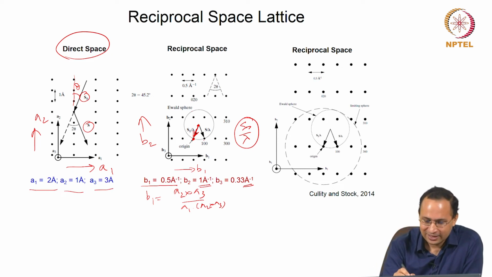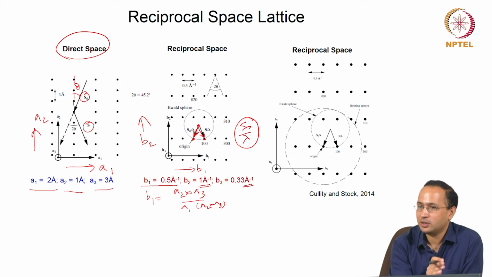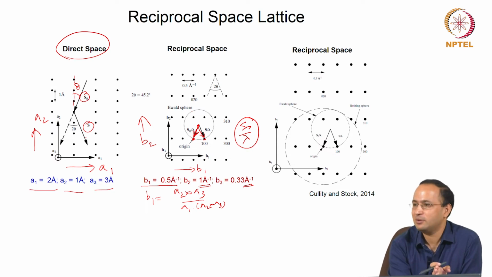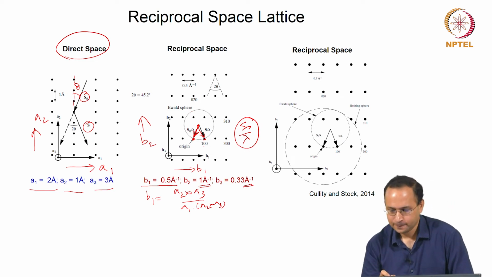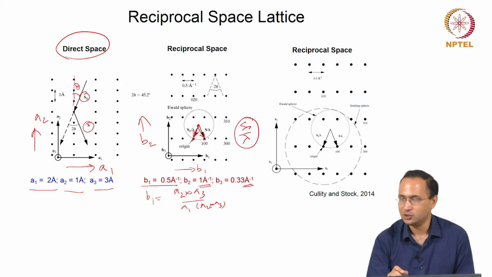And also you see that 1 0 0 is here, this is your diffracted beam. Again you see it is parallel to your diffracted beam in direct space. So, the incident beam in reciprocal space is parallel to the incident beam in direct space, and the diffracted beam in reciprocal space is parallel to the diffracted beam in direct space. Okay, 1 0 0.